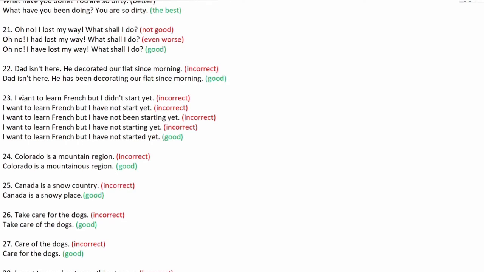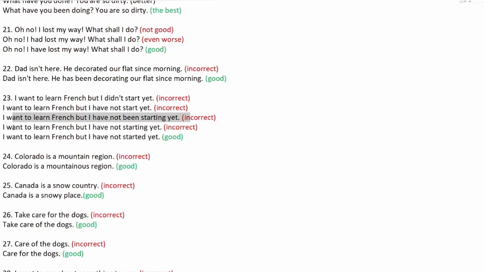All right. 23. I want to learn French, but I didn't start yet. If it's yet, you can't say I didn't start yet, because yet indicates something in the present. I want to learn French, but I have not started yet. Grammatically incorrect. I want to learn French, but I have not been starting yet.